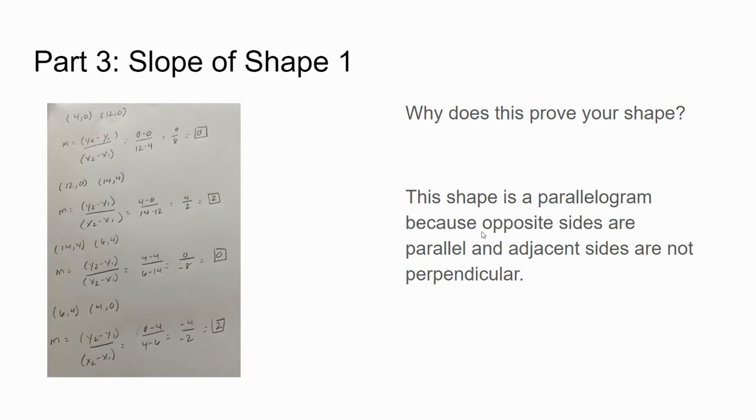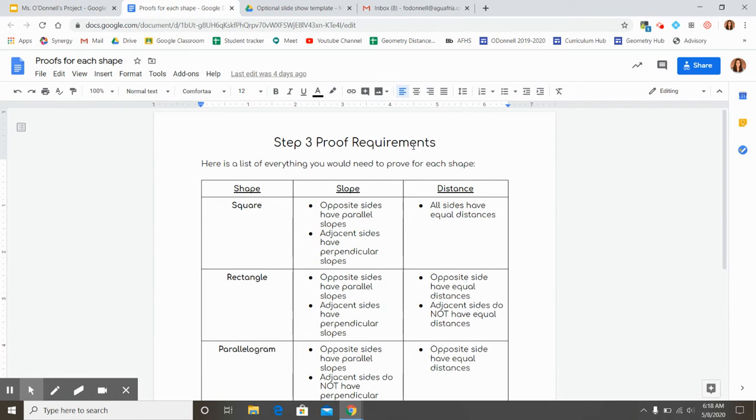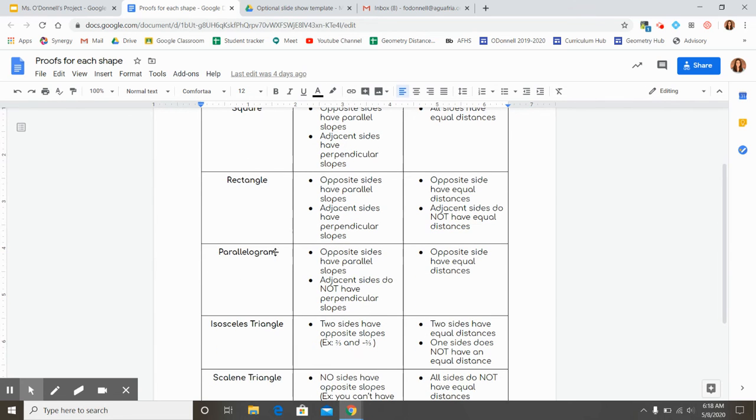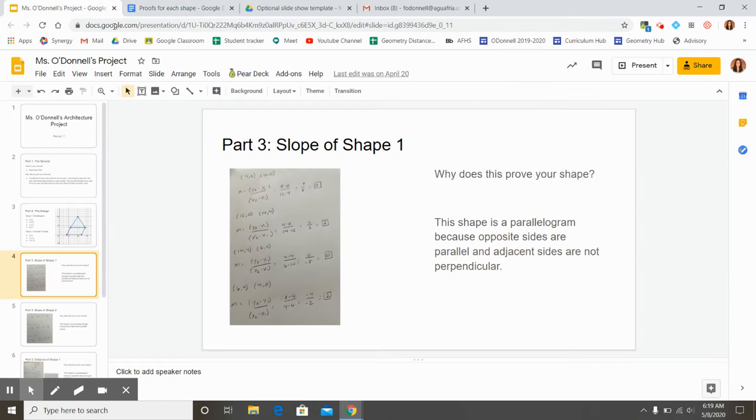And the way you're going to get this information is I attach the proof requirement. So since I had a parallelogram, I would go down here. In order to be a parallelogram, opposite sides have to have parallel slopes. Adjacent sides do not have perpendicular slopes. So here I proved that my opposite sides were parallel. Parallel means the same. So I had 0 and 2 and 2.